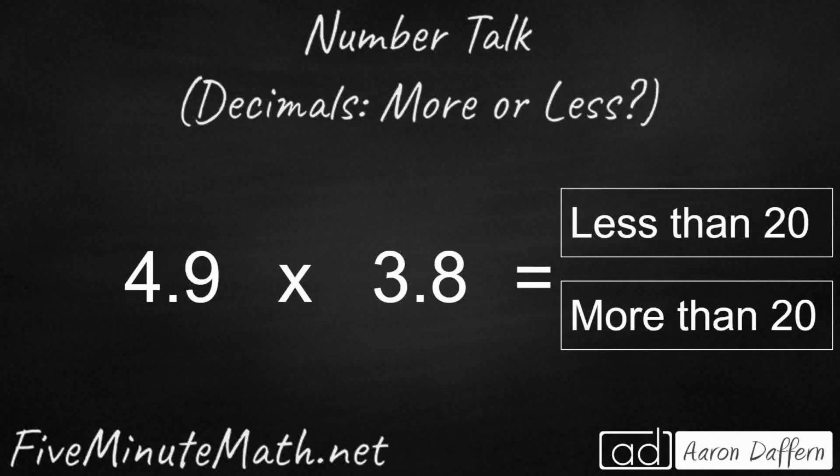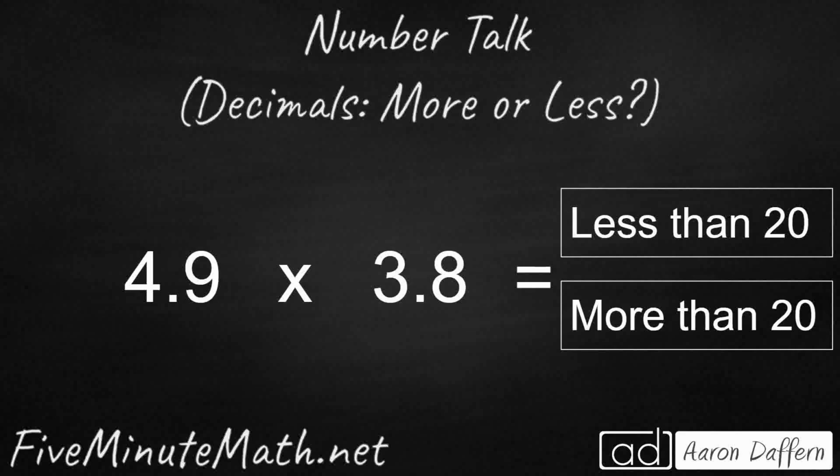Today for our number talk, we are looking at these two numbers, 4.9 and 3.8, and we're trying to decide if we multiply them, would the product be more or less than 20? Go ahead and take a moment to try to mentally calculate this product, and when you have it, let's check our answers together.